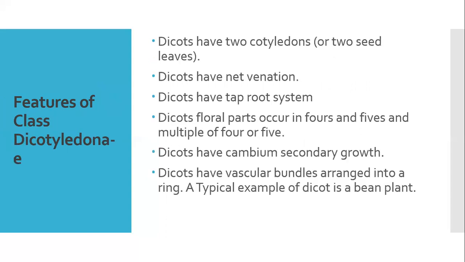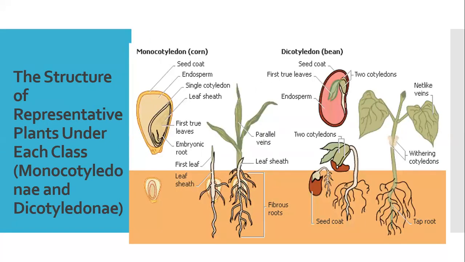Let's see the features of class Dicotyledonae. Dicots have two cotyledons, or two seed leaves. The dicots have net venation, which means that the veins are in the form of a network. The dicots also have a taproot system. Dicots have flower parts occurring in fours or fives and multiples of four or five. Also, dicots have cambium secondary growth, have vascular bundles arranged in a ring, and a typical example of a dicot is a bean plant.